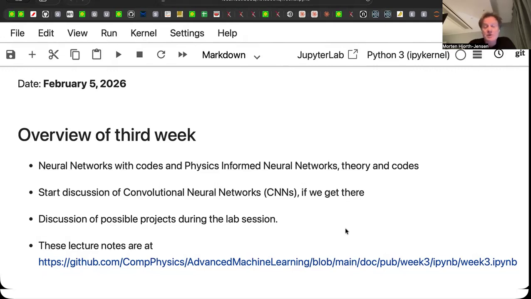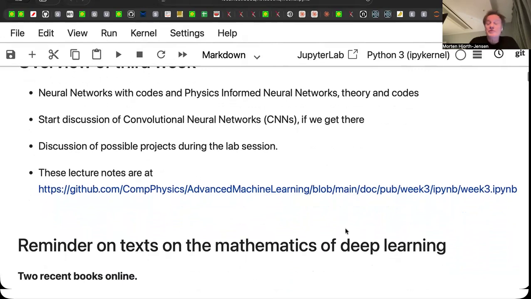Then during the lab sessions, there will be discussions of different project paths. So as usual, this Jupyter notebook which you're viewing now is something which you can access from the standard link which we have, this pub and week 3, and then you go to the Jupyter notebook.